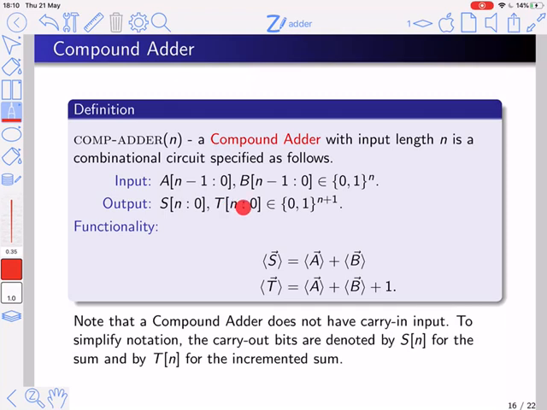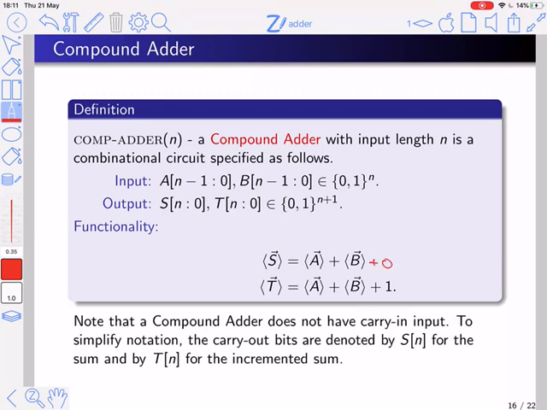Notice that we don't explicitly write the carry-out bit. Instead, we have SN and TN. And the functionality is that the number represented by S has to be equal to the number represented by A plus the number represented by B, whereas T, on the other hand, has to output the sum of A and B plus 1. So we don't have a carry-in bit, and we do both computations: the carry-in bit is 0, the carry-in bit is 1. You could think of it as plus 0.